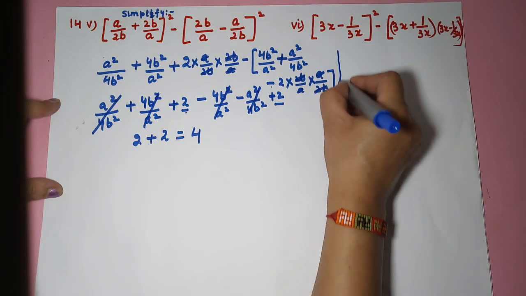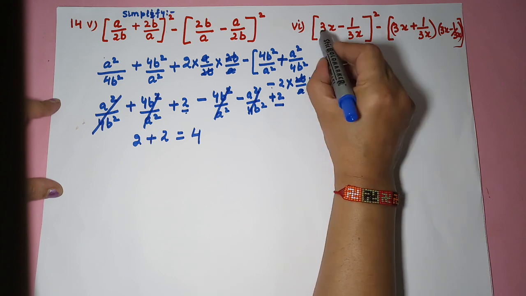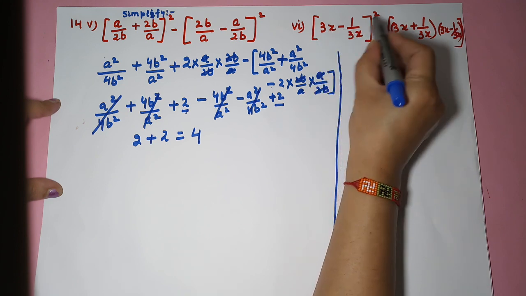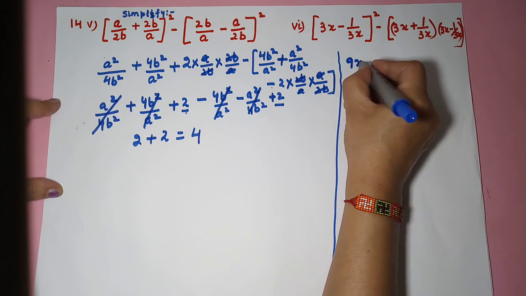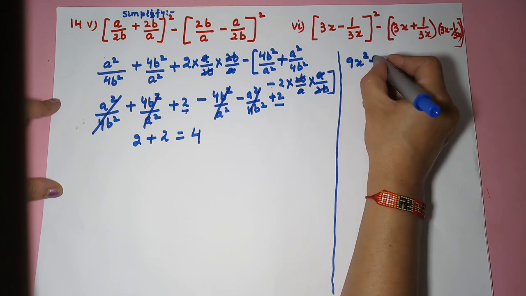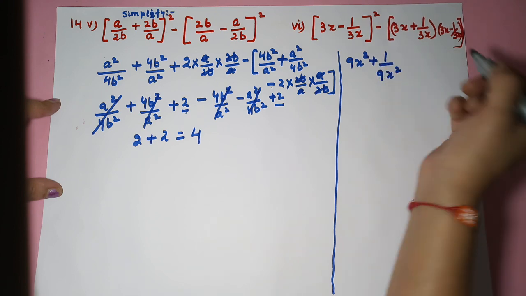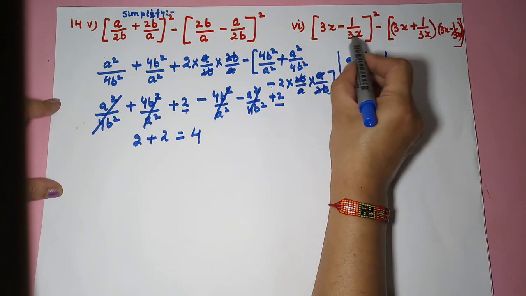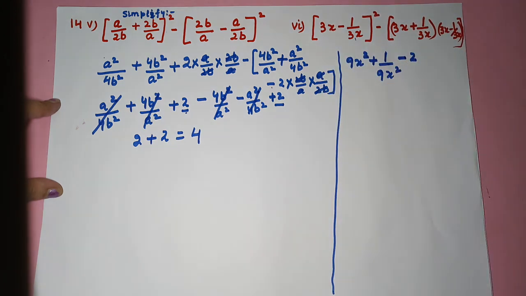Now let's go here. Again we will make use of the identity. So here it is a minus b whole square. So let's open this. This will become 9x square plus 1 by 9x square. And we know that if this and this is same, then we will get minus 2 only, right?